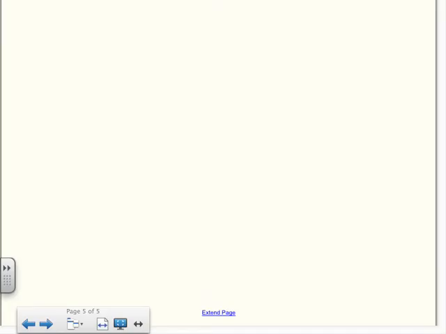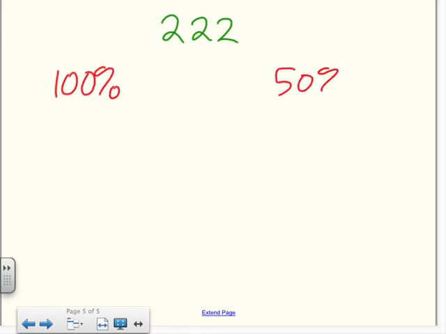All right, so let's practice the shortcuts real quick. I'm going to give you a new number. Let's say the number is 222. I want you to pause it, find 100% of it, 50% of it, 10%, and 1%. When you've found those, hit play to check your work.